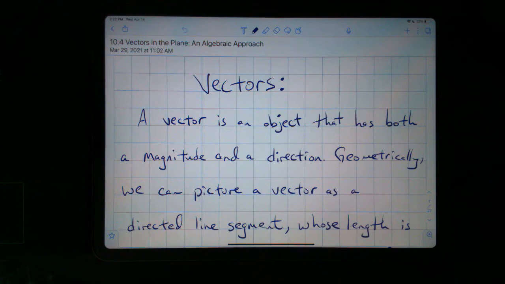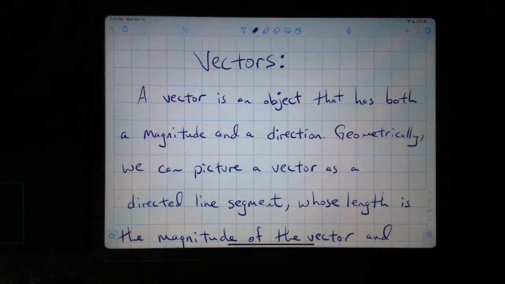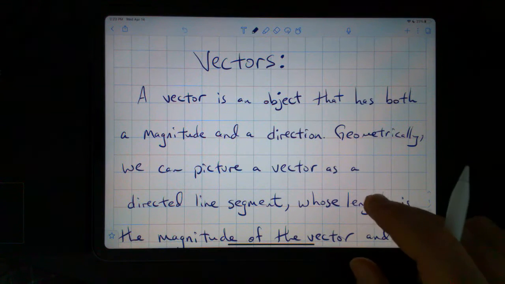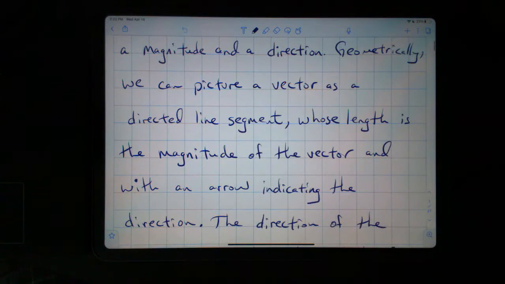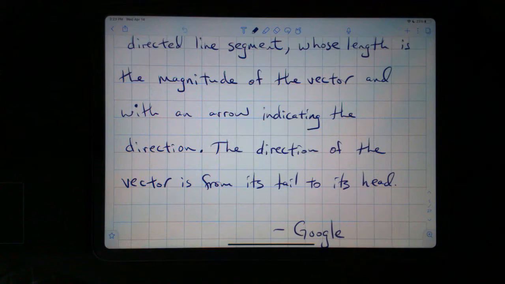Hello. Here I'll talk about vectors in the plane, and this is an algebraic approach. Some terminology. Vectors, and I just Googled this. A vector is an object that is both a magnitude and a direction. Geometrically, we can picture a vector as a directed line segment whose length is the magnitude of the vector, with an arrow indicating the direction. The direction of the vector is from its tail to its head.